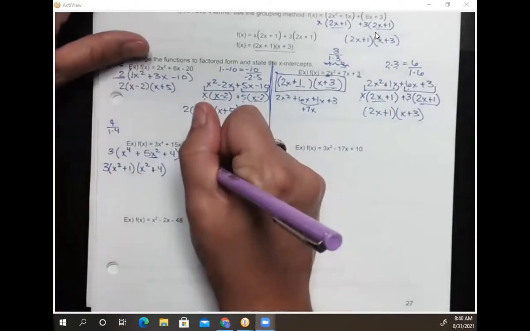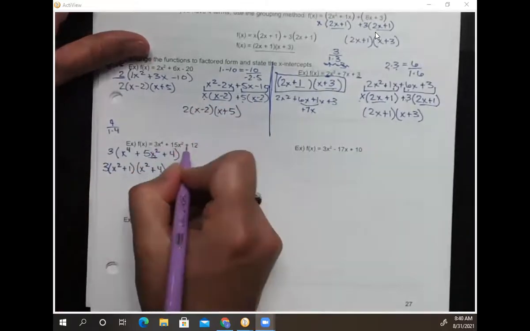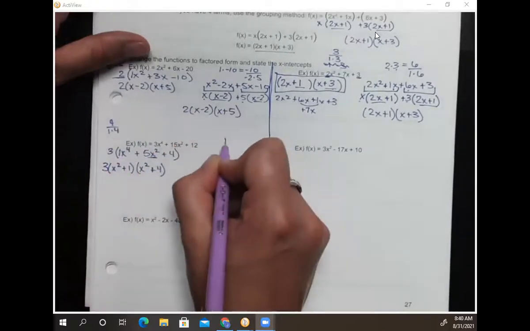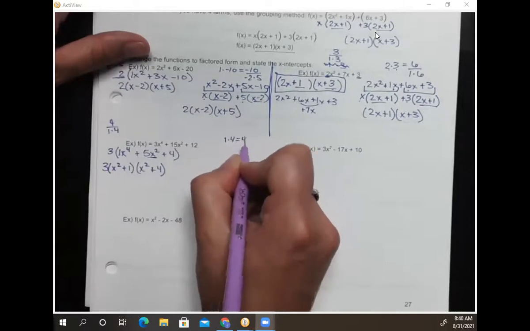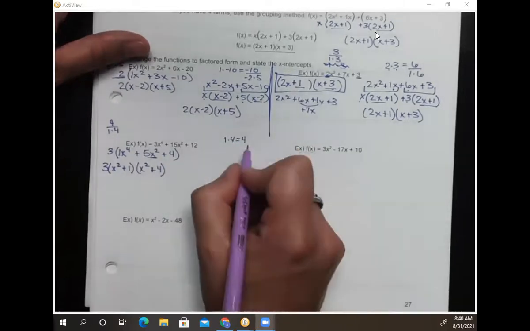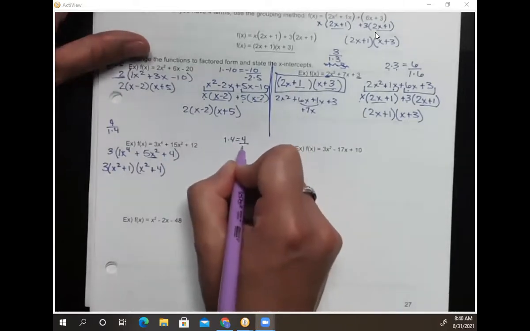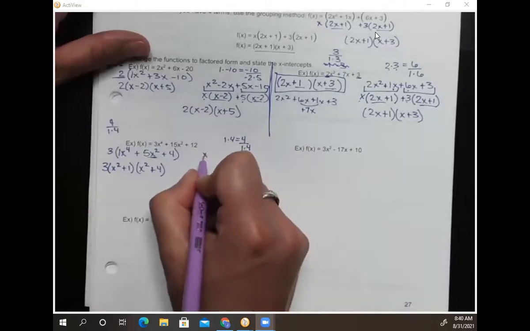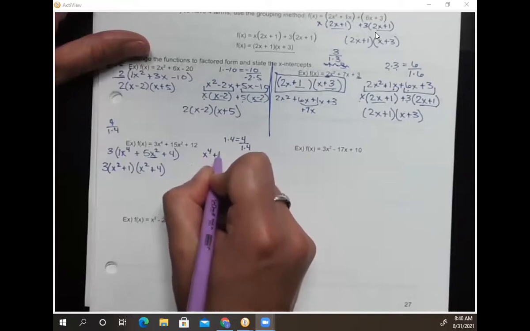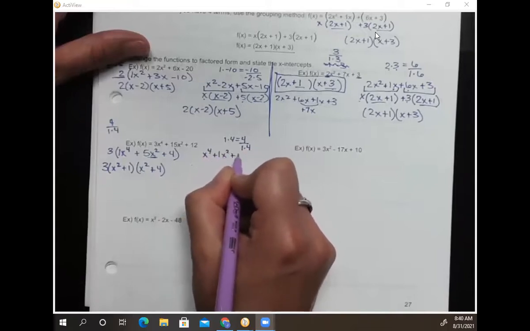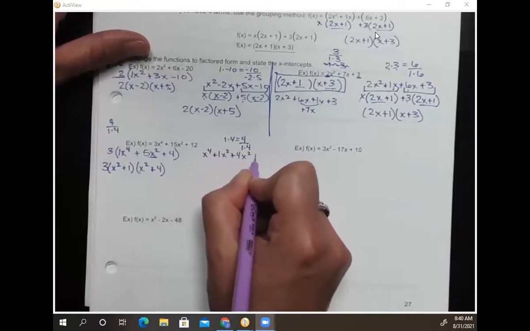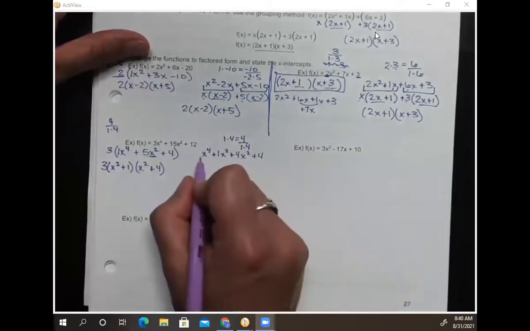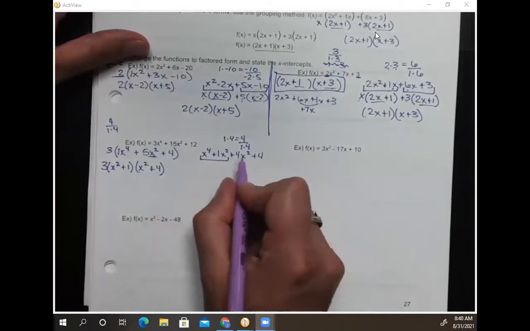If I did the same problem with the AC method, remember we pull out our GCF first. So my A is 1. 1 times 4 gives me 4. And now I want factors of 4 that add to 5, which would be 1 times 4. So for AC, we would rewrite this as x to the 4th plus 1x squared plus 4x squared plus 4. And again, if you swap the order on these middle terms, that's fine. Now, since I have 4 terms, I'm going to use grouping.